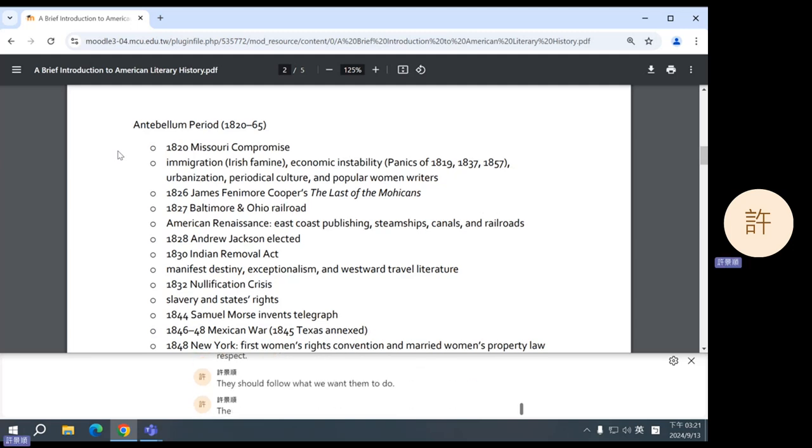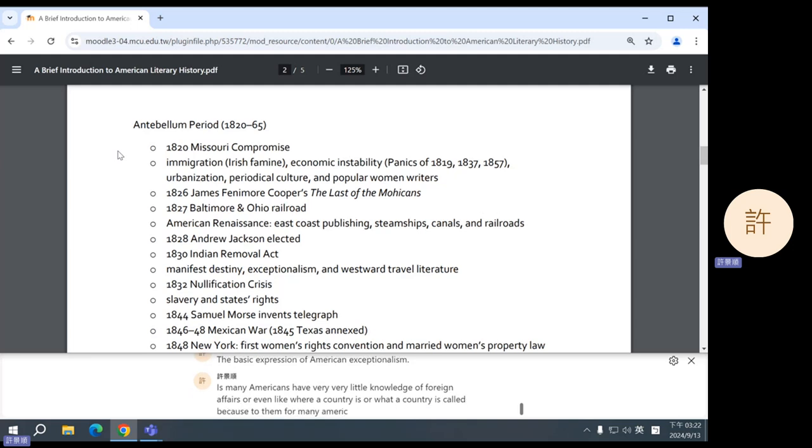The basic expression of American exceptionalism is that many Americans have very, very little knowledge of foreign affairs, or even where a country is or what a country is called. Because to them, for many Americans, the most important country in the world is the U.S. So as long as they know about the U.S., everything else is not important.